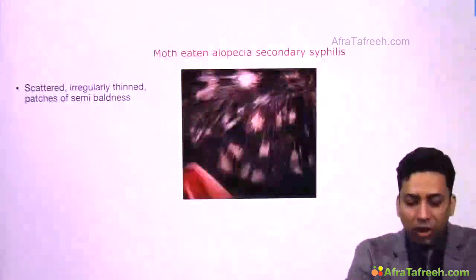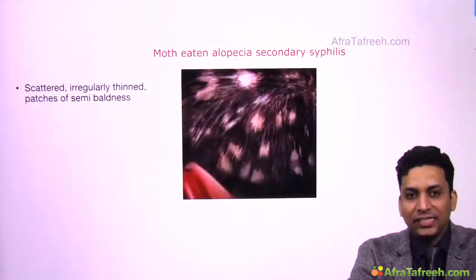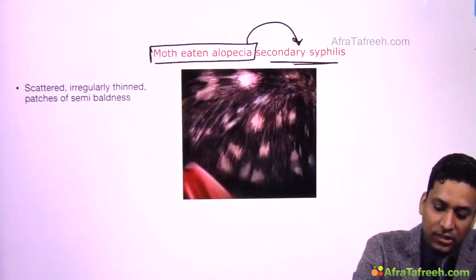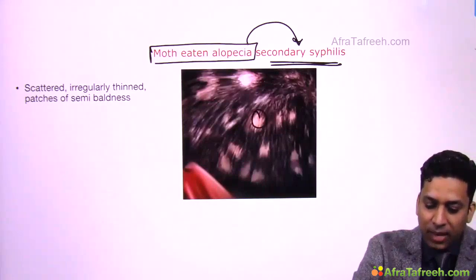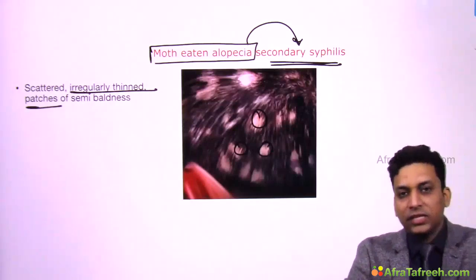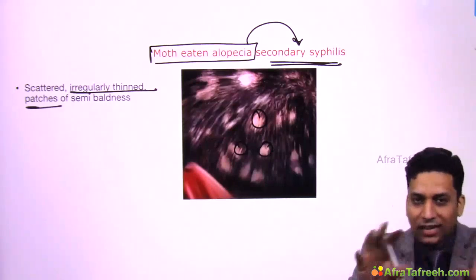Then I told you the non-scarring type of alopecia which is seen in secondary syphilis is moth-eaten alopecia. So moth-eaten alopecia is characteristically seen in secondary syphilis. You can see there is semi-baldness at places, and these irregularly thinned patches of hair follicles might be scattered all over the scalp.